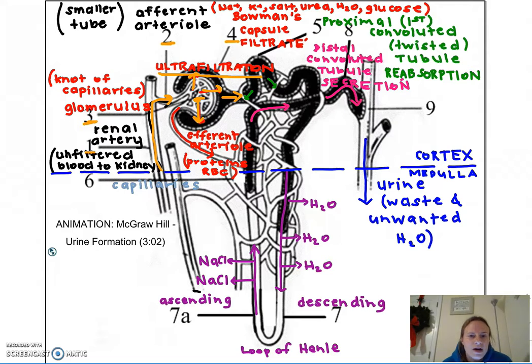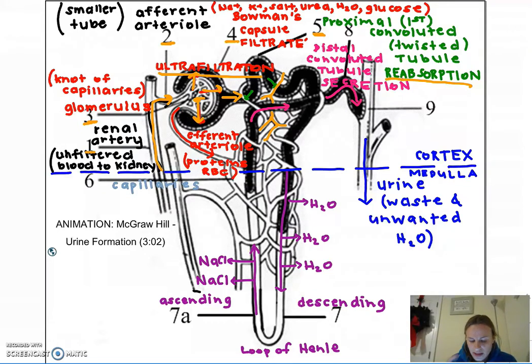From there, our filtrate's going to head to structure 5, which is the proximal convoluted tubule. Sometimes it's just written as the proximal tubule. This is where reabsorption is going to occur. So you see these white tubes. These white tubes are capillaries. All of these capillaries are surrounding the nephron.